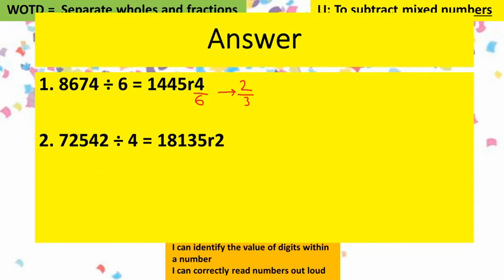So 72,542 divided by 4 is 18,135 remainder 2. If you wanted that remaining fractions, you put it over the number you're dividing by, and then can you simplify that? So what is 2/4 the same as? It's the same as a half. So 2/4, divide the top and the bottom by 2, same as a half, so 18,135 and a half. Some of you might have noticed that half is worth 0.5. So well done if you got those correct.